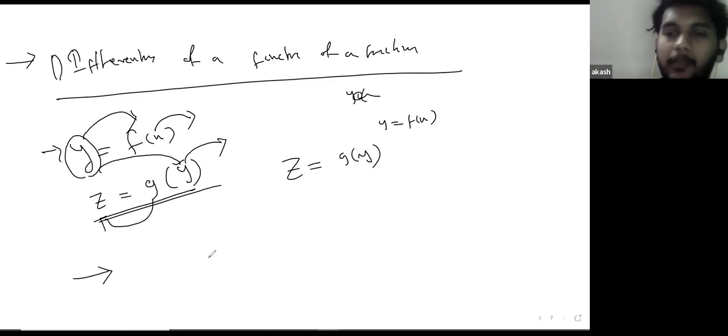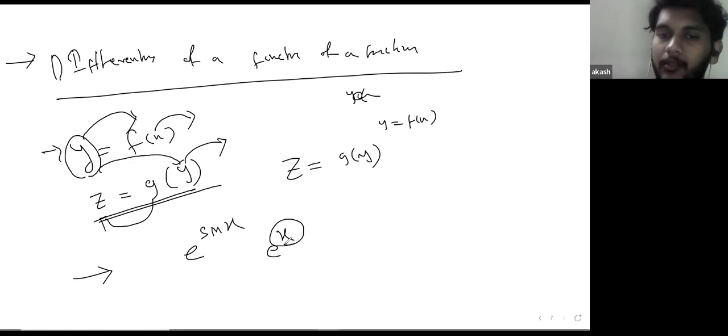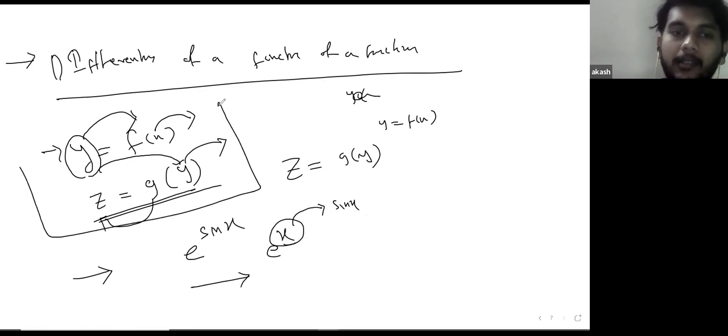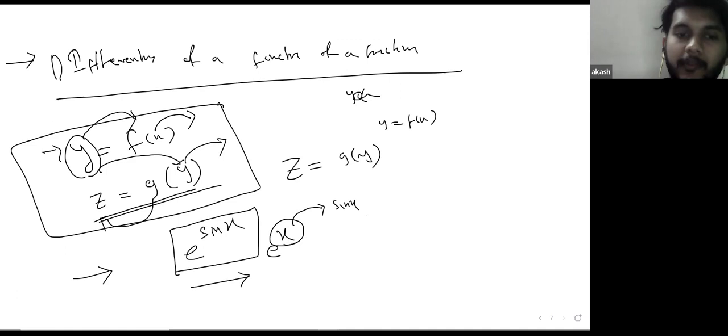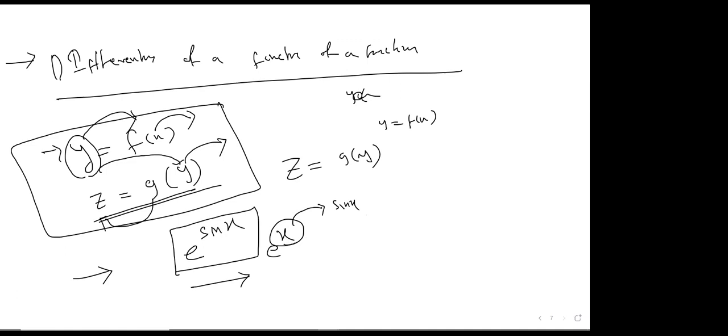If you look at an example, this will be clear. Suppose I give you e raised to the power sin x. We know the differentiation of e raised to the power x, but instead of x, what we have written is sin x. So how to differentiate that one? All right, write down the first thing. Write down these two lines and this example. Then I'll explain how to differentiate.